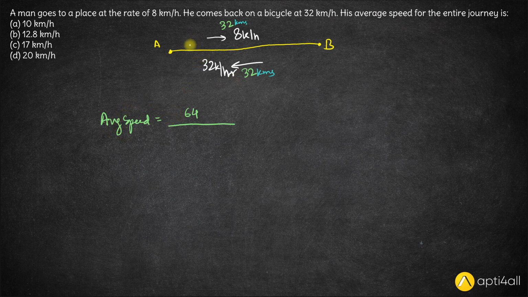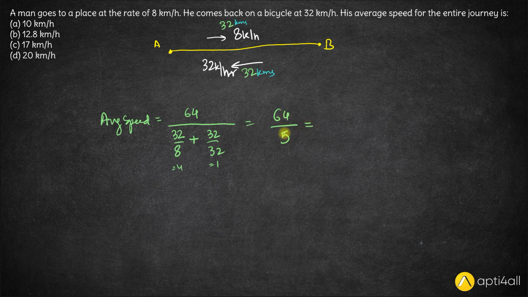Now the total time taken will be the time taken to go from A to B, and then the time taken to come back from B to A. So time taken to go from A to B is distance traveled upon speed, 32 by 8. And the time taken to come back will be distance traveled, 32, upon speed, 32. Okay. So this becomes 64 upon, 32 by 8 is 4, 32 by 32 is 1, 4 plus 1 is 5. So 64 kilometers is traveled in a total of 5 hours.